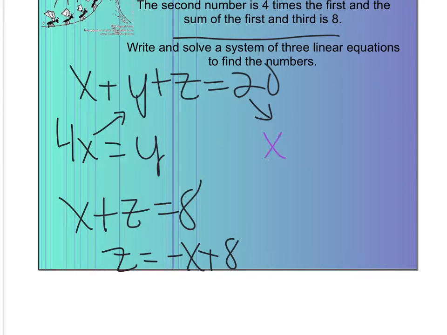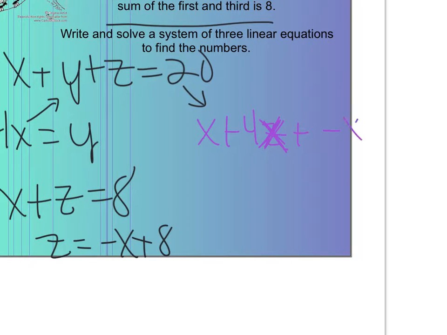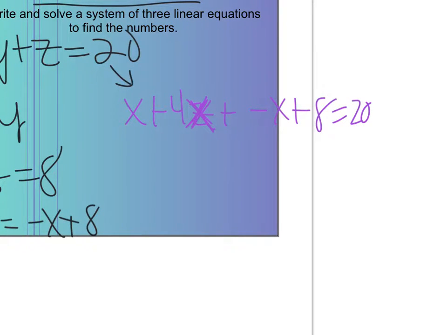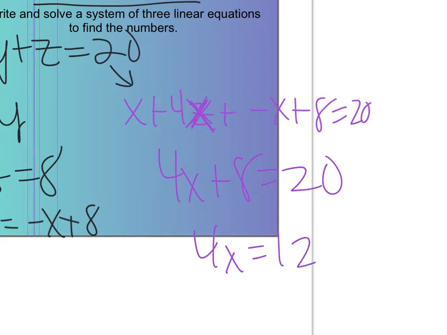That's going to be x plus 4x. Sorry, that's an x. It just only looks like a z. Plus negative x plus 8 all equals 20. So if I put this together, this is going to be 4x plus 8, all equals 20. So 4x will equal 12. So x is going to equal 3.